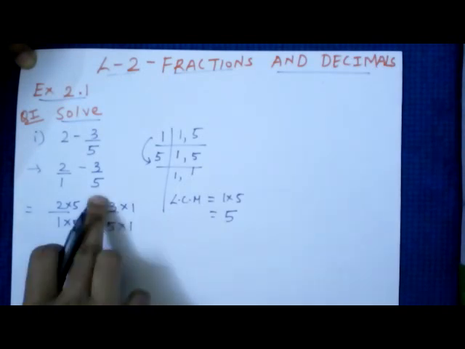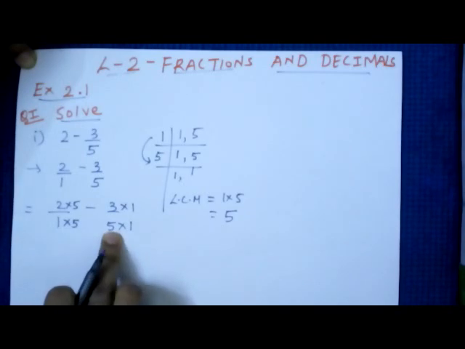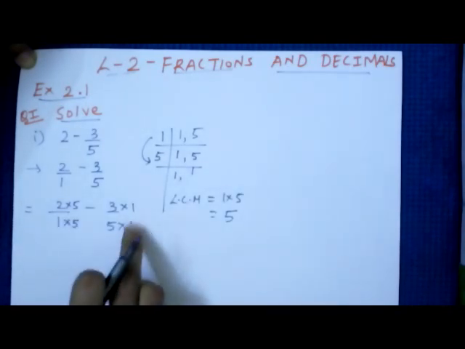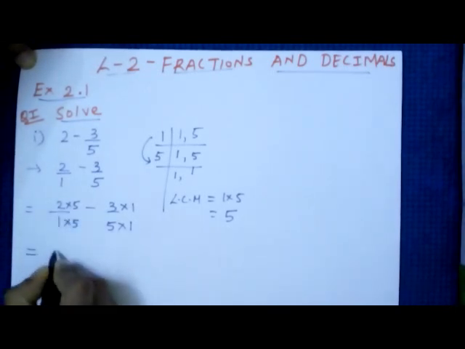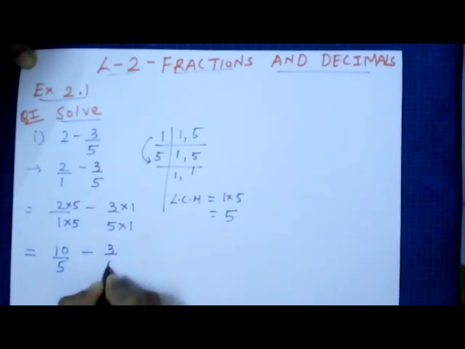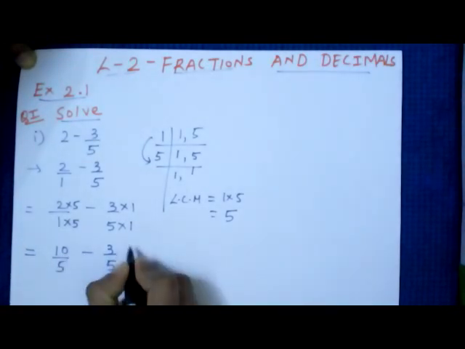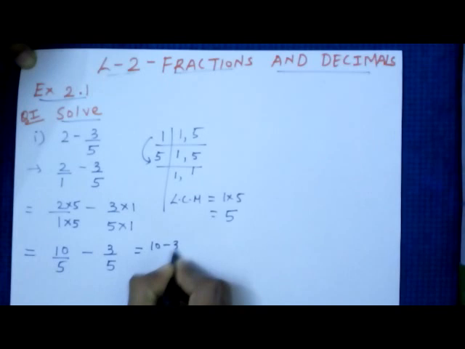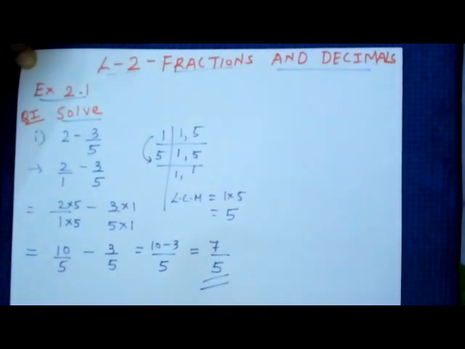Here already in the denominator we have 5, so no need to multiply, and you can write multiply by 1. So now our fraction will become 2 fives will be 10 upon 5 minus 3 ones will be 3 upon 5. Now the denominators are the same, 5 and 5. So now we can subtract. So 10 minus 3 upon 5, and 10 minus 3 will be 7 upon 5. So this is our answer.